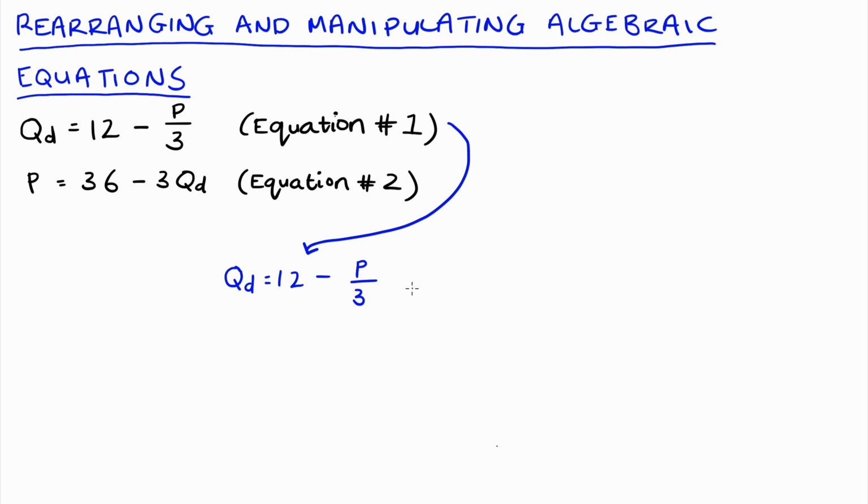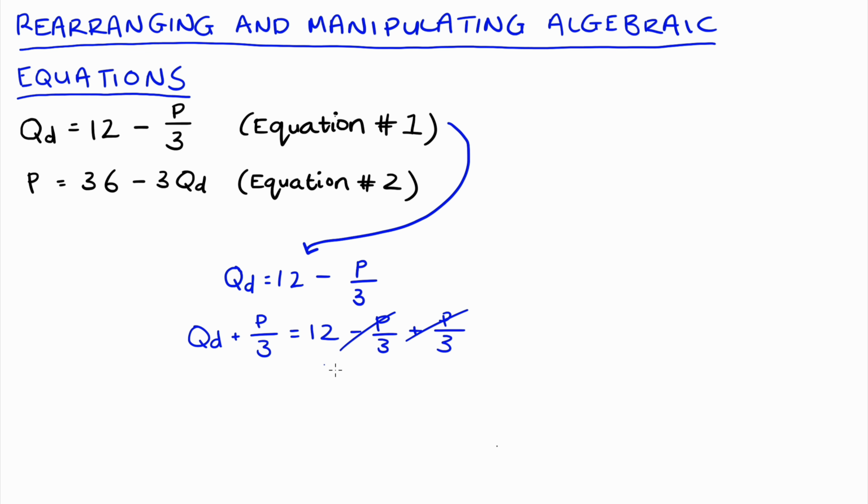So here's one way I could do it. Well, see that negative P over 3, that's a minus P over 3. To undo that minus P over 3, I could plus P over 3. Addition undoes subtraction, if you remember. But I would have to make sure I do it to both sides in order to preserve that equality. So I get quantity demanded plus P over 3 is equal to 12 minus P over 3 plus P over 3. The minus P over 3 and the plus P over 3 cancel out.